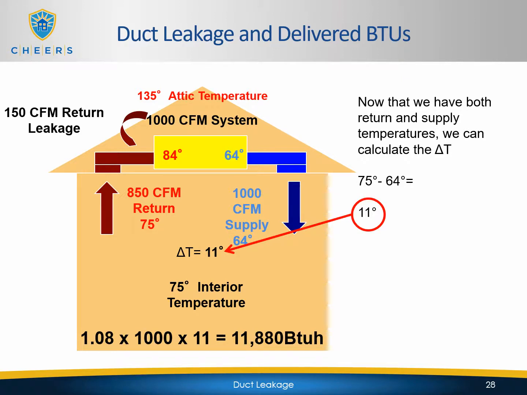So now that we have our supply temperature, we can figure out delta T. So 75 minus 64, the difference between return and supply, is 11 degrees. So now we plug in those numbers in the formula. 1.08 times 1000, because there's still 1000 CFMs being introduced into the house, times 11, which is the delta T, equals 11,880 delivered BTUs. As you guys can see, the number gets lower and lower.